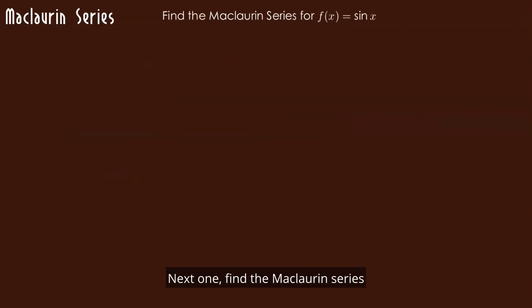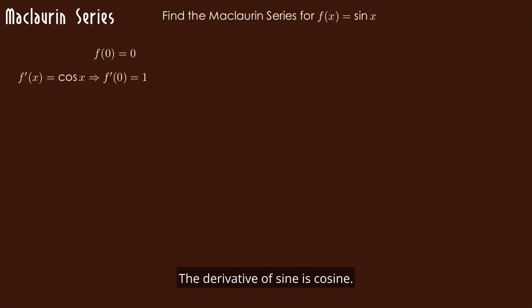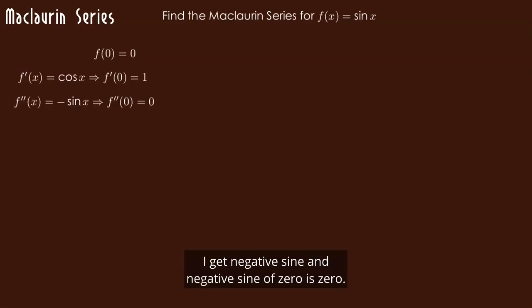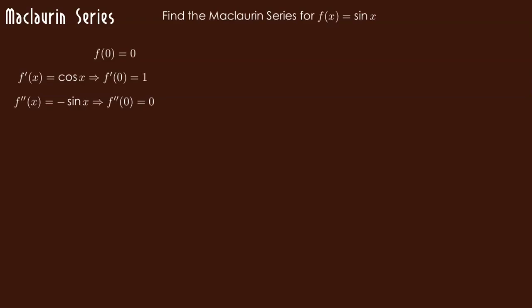Next one. Find the Maclaurin series for f of x equals sine x. Okay, well, f of 0 is 0. The derivative of sine is cosine. F prime of 0 is then 1. I take the next derivative, I get negative sine, and negative sine of 0 is 0.